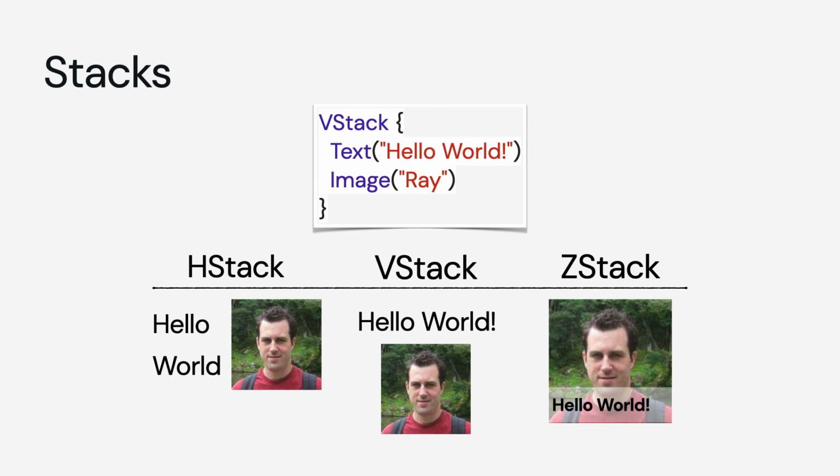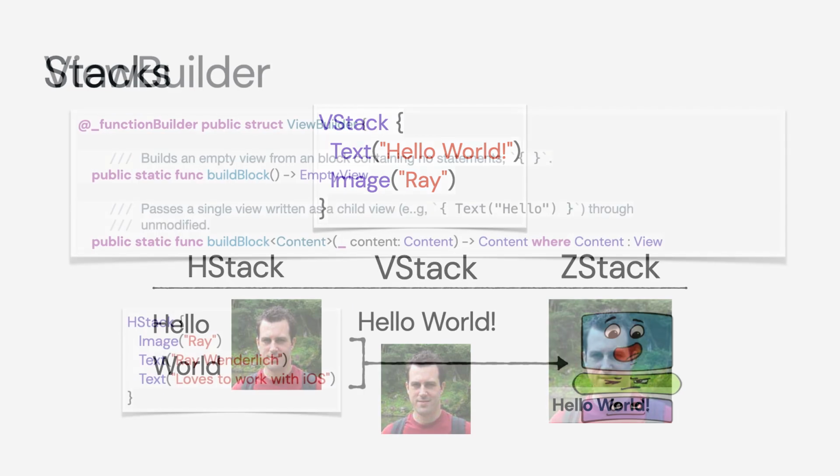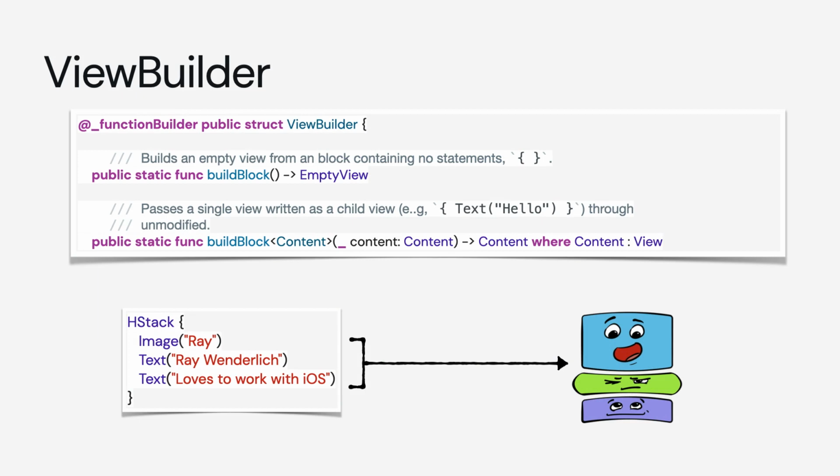The two most common being HStack for horizontally aligned views and VStack for vertically aligned views. The last one is a ZStack for views stacked by depth. If you look at the documentation for VStack, it isn't immediately obvious how exactly you can compose these types of multi-statement components nested inside of the stack view.